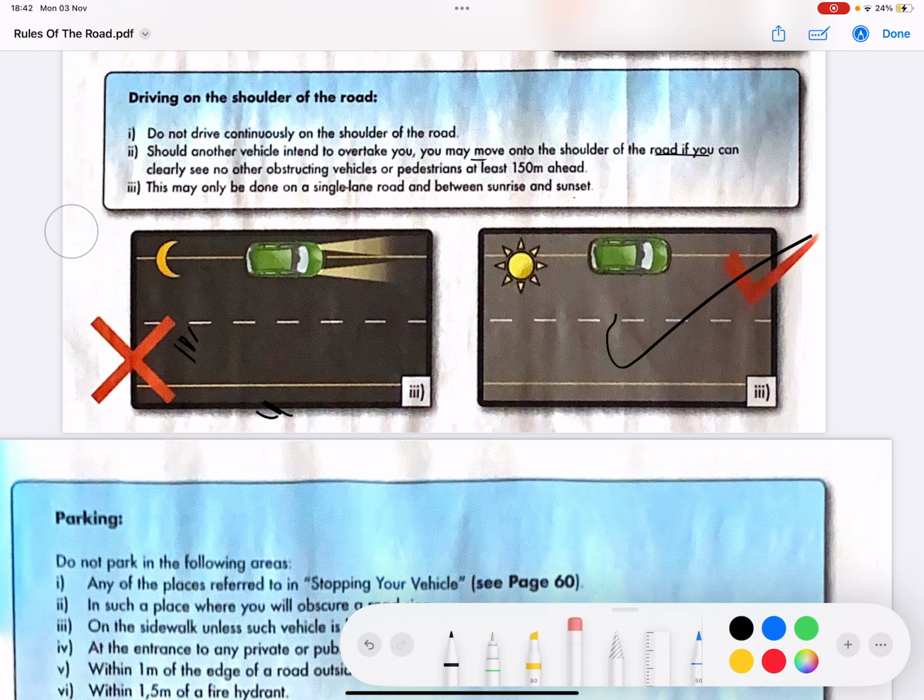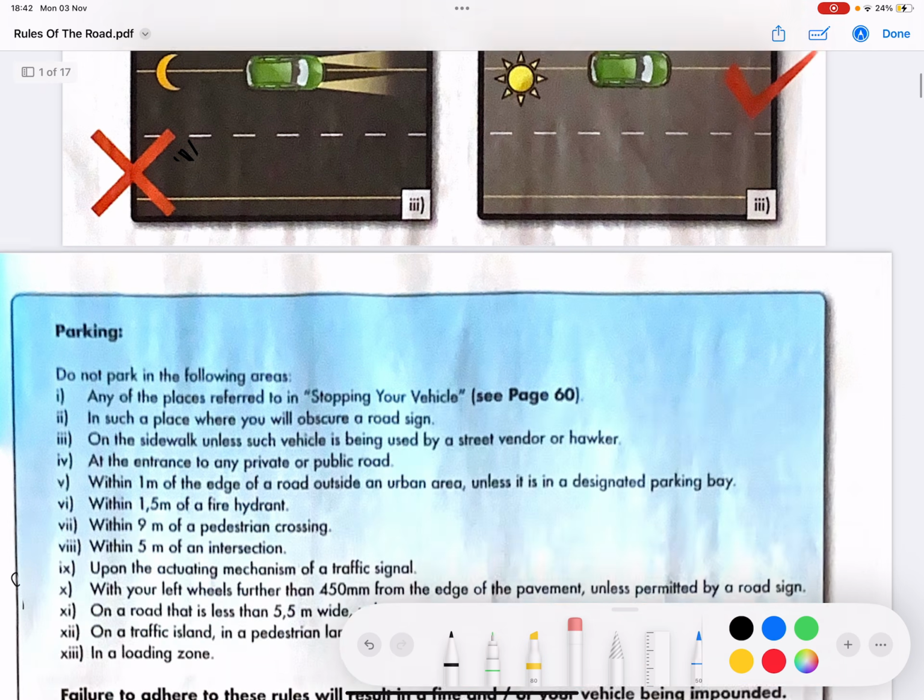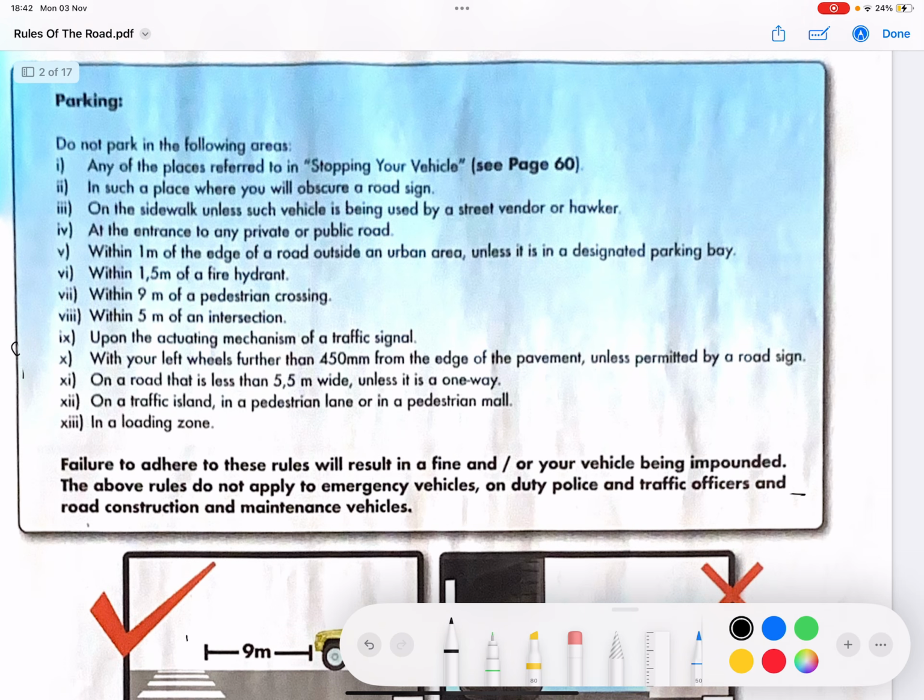Moving on to the rules with regards to parking. Do not park in the following areas. You may not park your vehicle in any of the places referred to in stopping your vehicle. So there's a section that we are going to look at whereby we're talking about stopping your vehicle. And then we say where you are not allowed to stop your vehicle, you may not park.